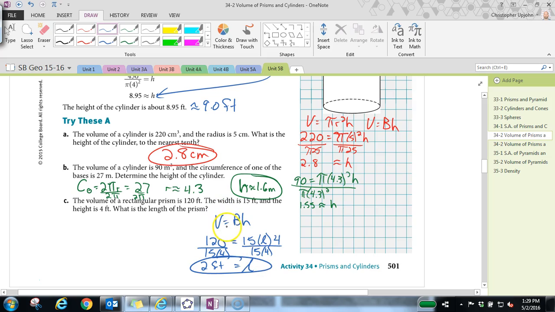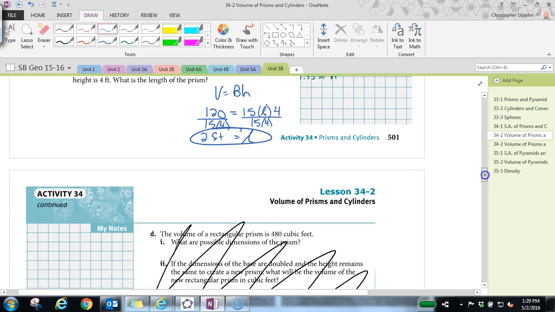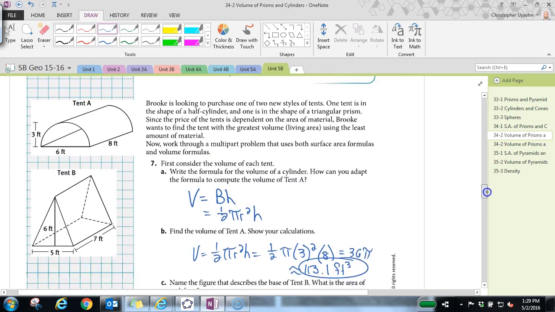Letter C, we're back to prisms, so it's the volume of the base area times the height. The base area in a rectangle is just width times length, or length times width. So we have our width 15, length is what we're trying to find, and our height is 4. So we divide 120 by 15 and 4, and we get 2 feet for our length. Just working backwards using our formulas.